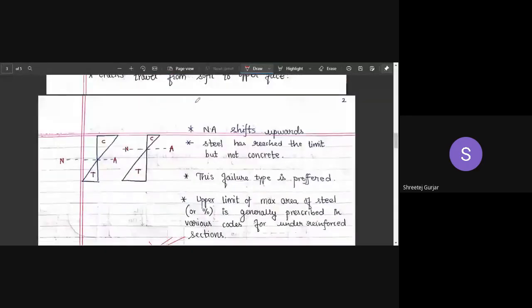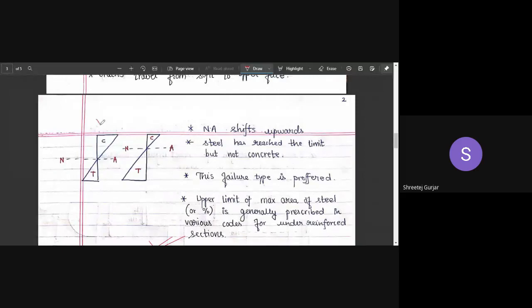So this is your stress distribution. This was the initial stage at loading, and when your loading gets excessive, when your load is more than what it is designed for, your neutral axis will start shifting upwards. You can observe the neutral axis has started to shift upwards, right? That is seen in an under reinforced section. Then the steel will reach its limit, but not the concrete. This is a very important criterion in an under reinforced section. Your steel will reach its ultimate limit, but concrete will still have its strength. Concrete has not failed, but the steel has failed.